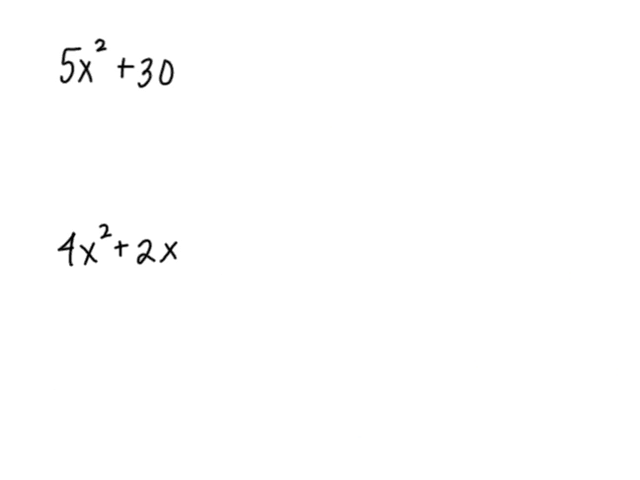Okay, so we have some little ones to do, and then we'll be done with this concept. My next problem, factoring out the greatest common factor, is 5x squared plus 30. What they have in common is a 5. They do not have x's, so there is no common x factor. All we can take out is the 5.